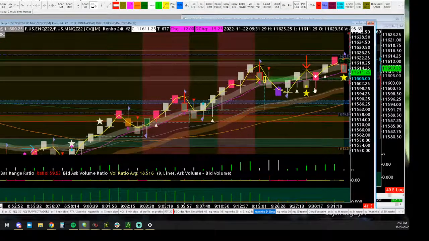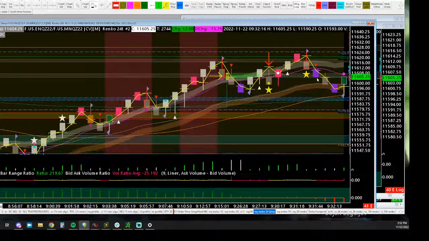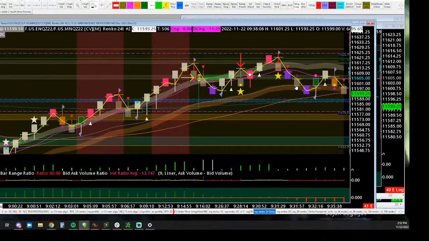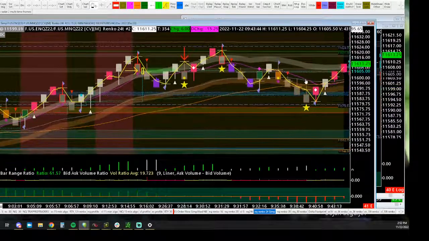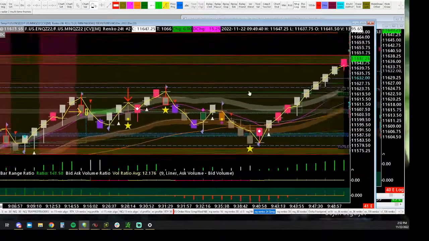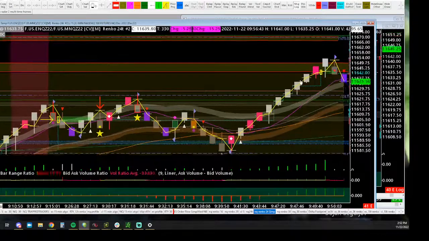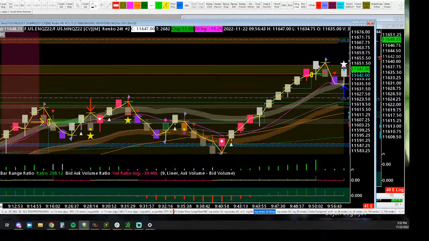Yellow bar gets broken. They get under it. Do they reject it with a pink bar, orange bar? Orange bar. Yep, another scalp. That seems to work really often. Okay, here's another one. Right? Another one right here.